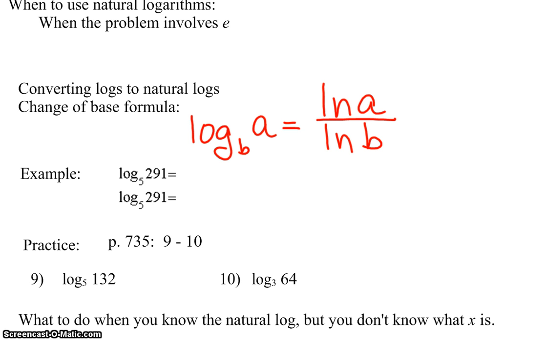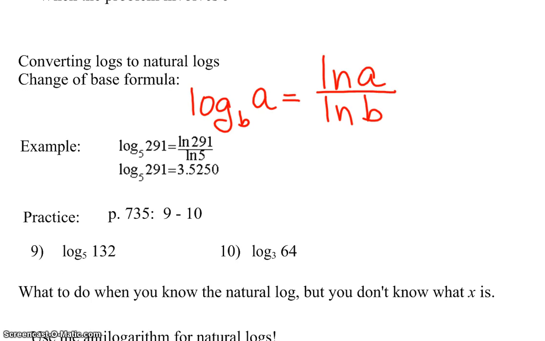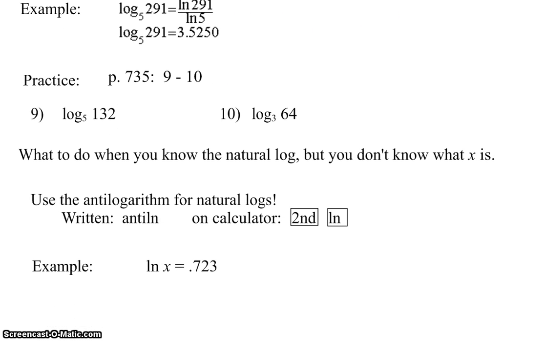So for example, if we were working with log base 5 of 291, what we would type in is ln of 291 over ln of 5, and the result on our calculator is 3.5250. At this time, use the change of base formula to change number 9 and number 10 into natural logarithms. Then check your answers.